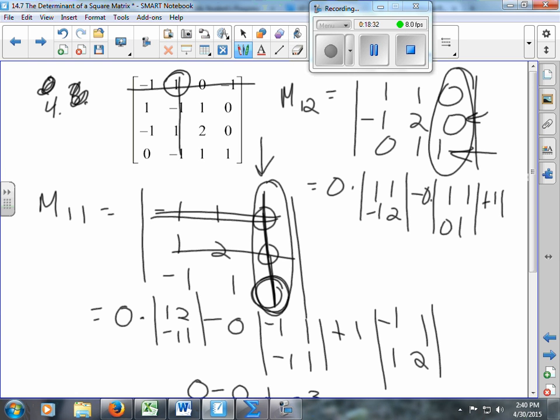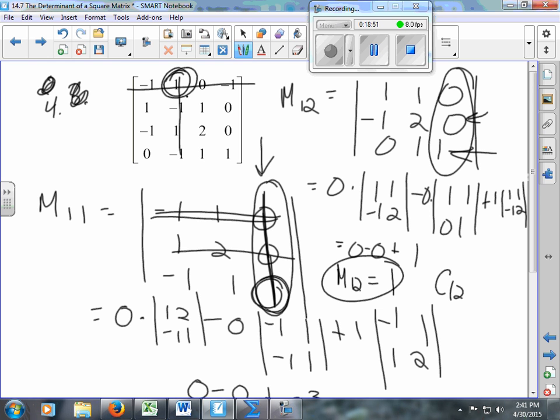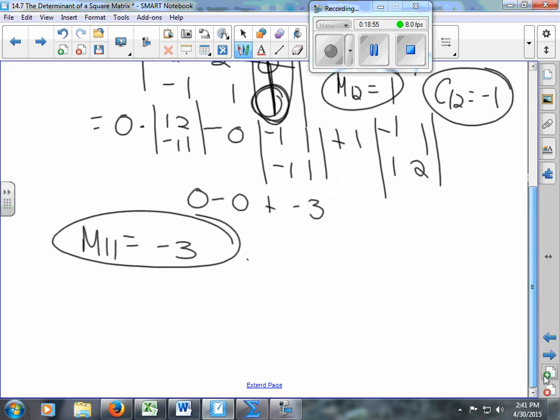1 times 1, 1, -1, 2. There we go. And so this is 0 minus 0 plus 2 minus 1, which is 1. 1 times 1. And so this minor 1 2 is 1. But notice minor 1 2 is not the cofactor. Cofactor 1 2 is -1 because it's in the negative spot of the checkerboard pattern. Okay? Let's stop there. We found 2 minors, and cofactor 1 1 is also the same.